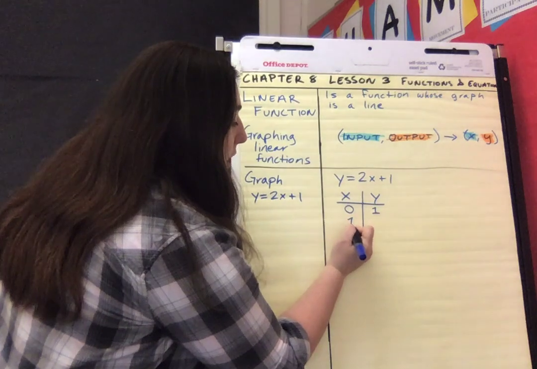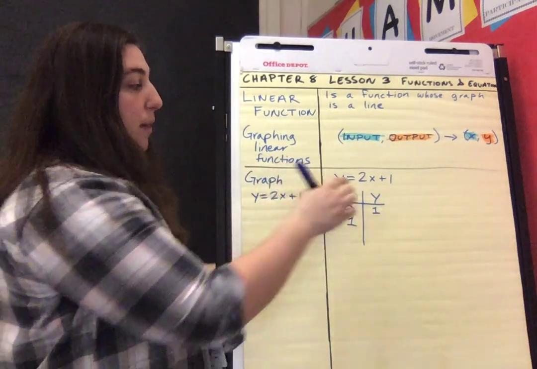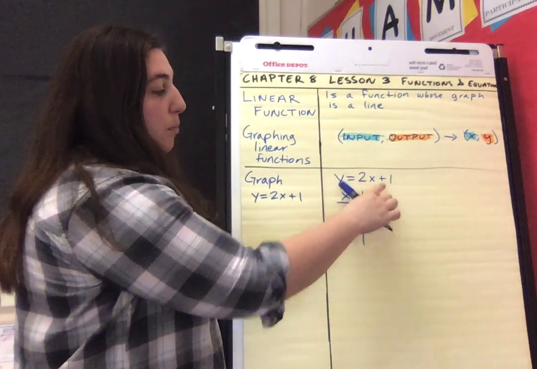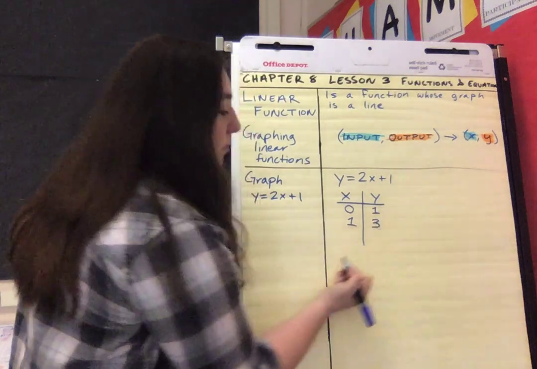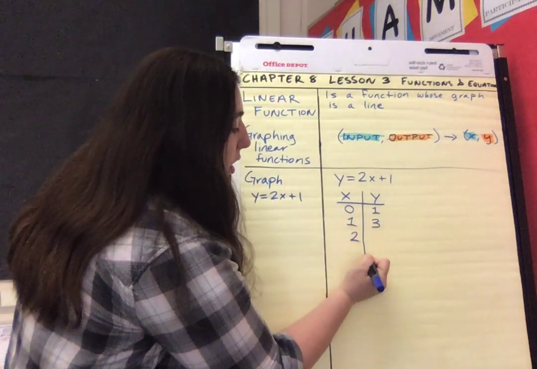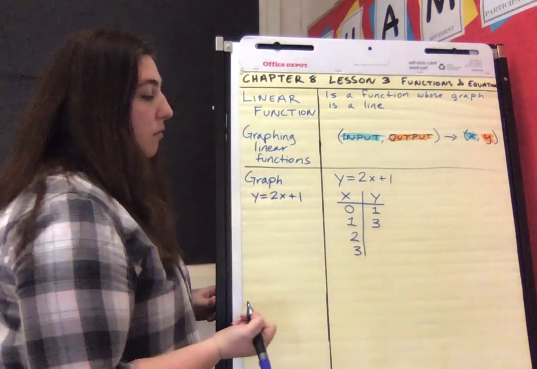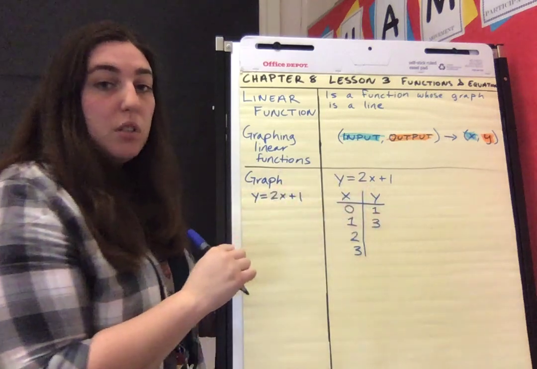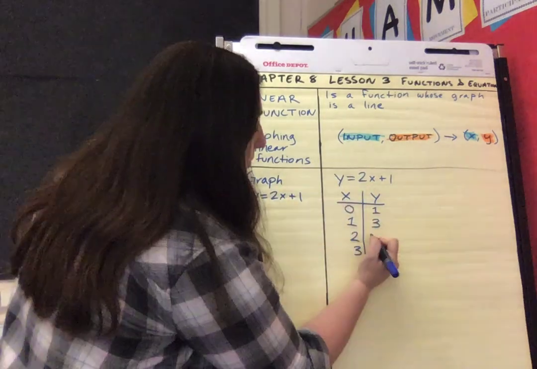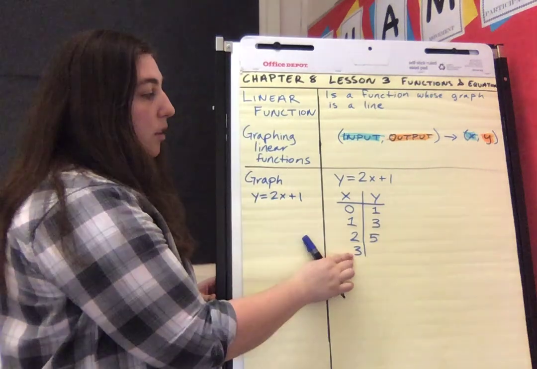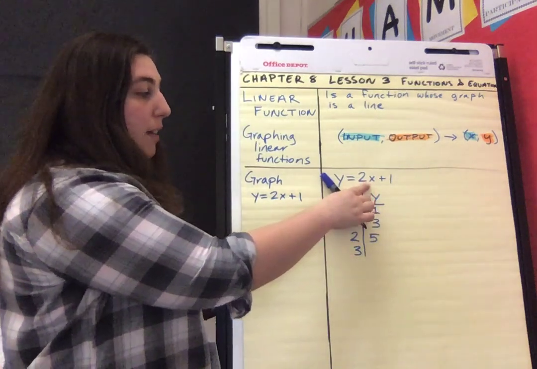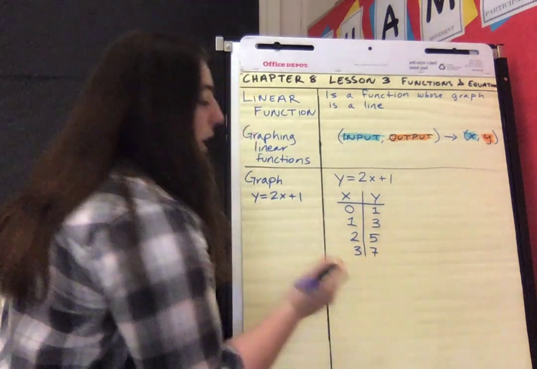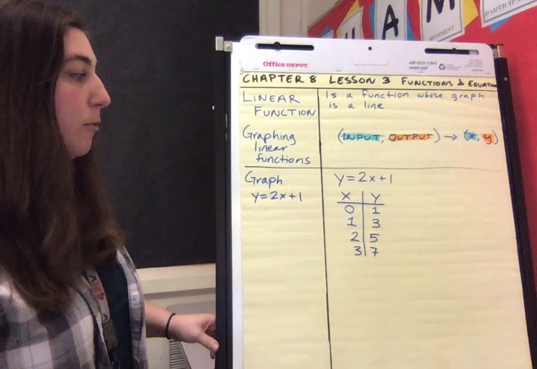I'm going to now put 1 into my equation. So 1 for x means 2 times 1 is 2, plus 1 is 3. How about 2? And we're also going to go up to 3. So I'm going to place my input in for x. 2 times 2 is 4, plus 1 is 5. And last one, 3. I'm going to place 3 in for x. So 2 times 3 is 6, plus 1 is 7. Okay, so this is a good list of numbers that we have now.